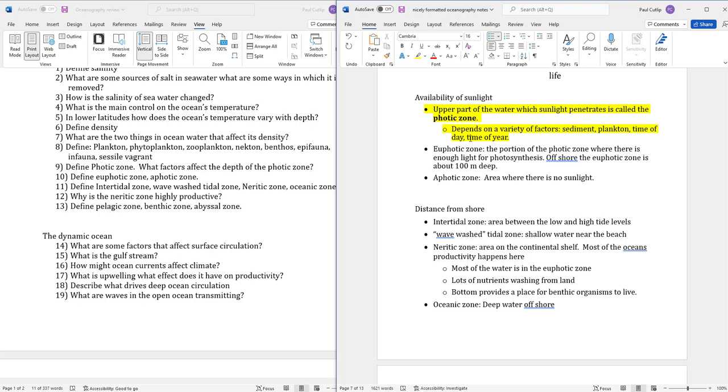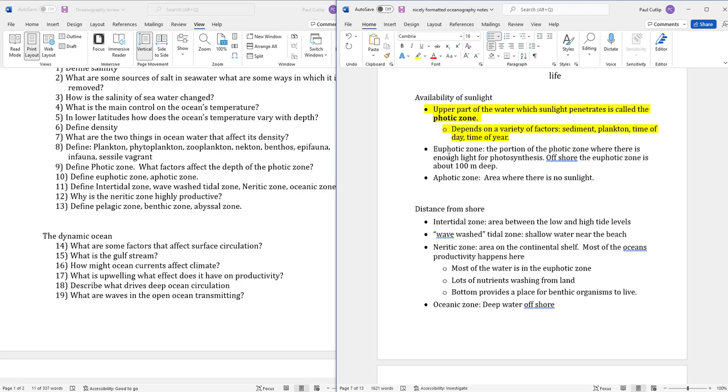Time of day matters, right? There's no photic zone at night, right? The sun is up, so there we go. Noon, it would be at its deepest. And then time of year also matters. In the summertime, the sun is not as high in the sky, and so it doesn't penetrate the water as much. Then we have the euphotic zone and the aphotic zone.